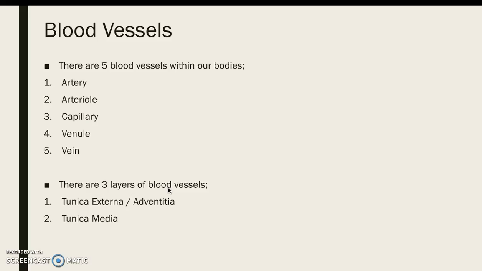You've got the tunica media. This is the middle layer. It is mainly smooth muscle with elastic layers and collagen. It is used for vasoconstriction and vasodilation. You've got the tunica intima. This layer is composed of smooth epithelial cells which are called endothelium. This layer also minimises the friction between the moving blood that is going around us.